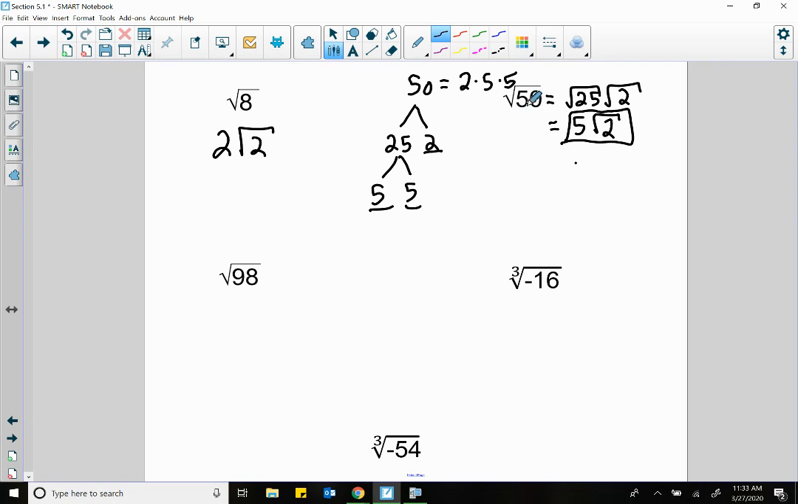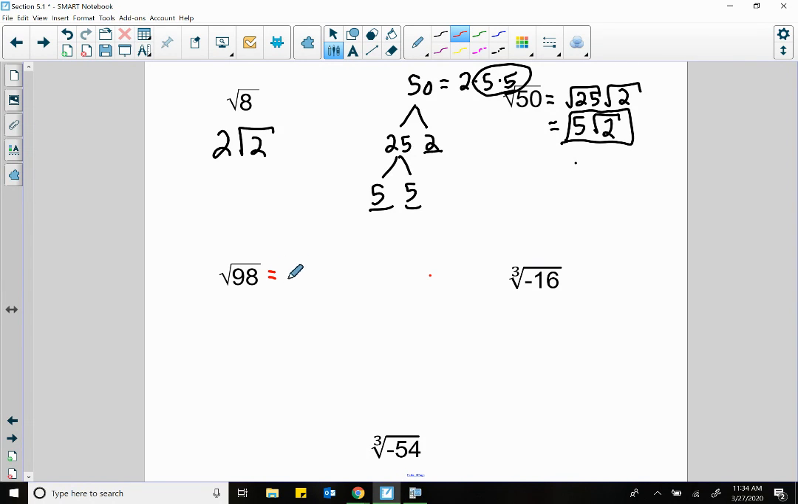Because this is a square root, we're circling pairs. So I've got a pair of 5s. No one pairs up with the 2. So my pair of 5s, they go outside and become 5. My 2 goes back inside. See? Matches. All right, let's do 98.